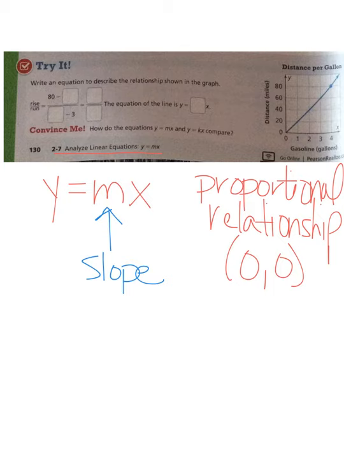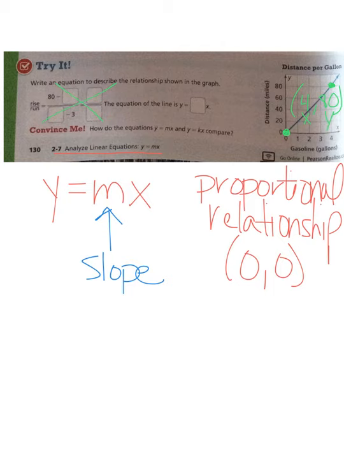So the first question I want to ask you, does this go through 0, 0? Yes, it does. So we're going to use this equation, and all we're going to have to find for this equation is the slope, the m. That's why we did so much practice with slope. Because it goes through 0, 0, all you have to do is pick one point. They actually have a point on here for you, and that point would be 4, 80. Remember, we want to label it x and y.